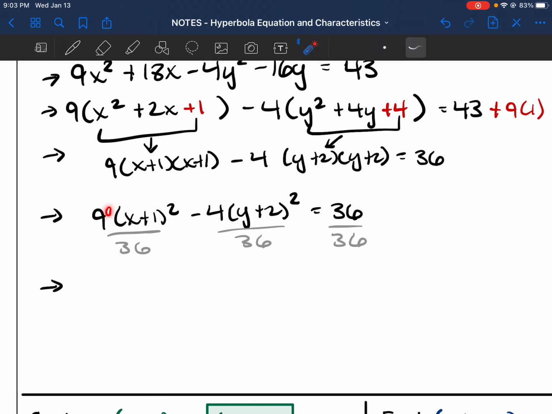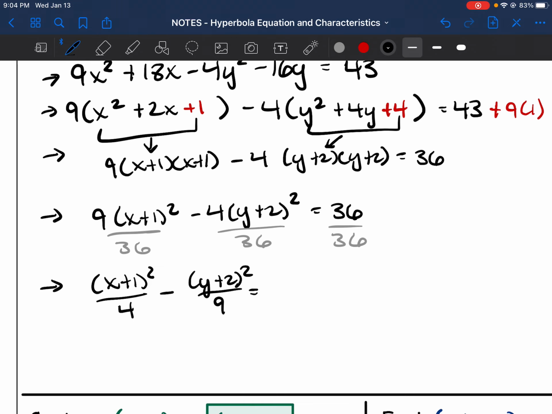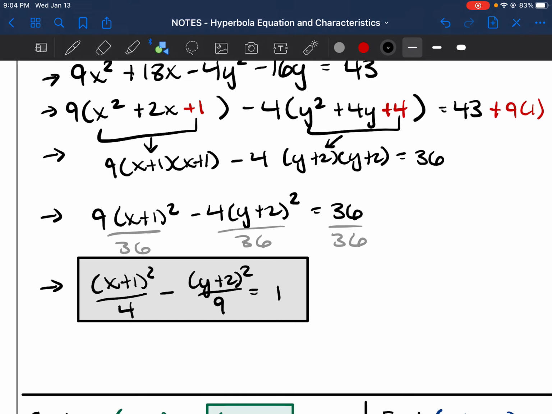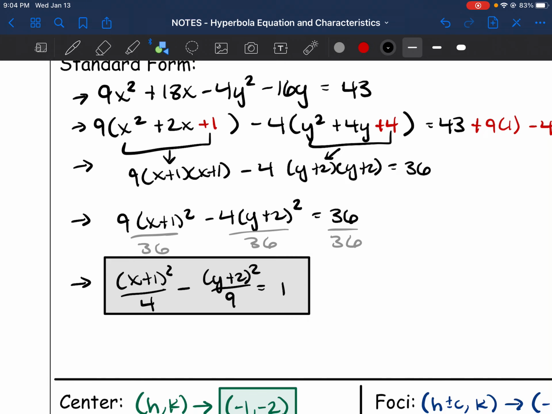After doing some simplifying, 9 over 36 is 1/4. So this becomes x plus 1 squared over 4 minus 4 over 36, that's 1/9, so this is y plus 2 squared over 9. And then, of course, 36 divided by 36 equals 1. All right, so now we have our hyperbola in standard form: x plus 1 squared over 4 minus y plus 2 squared over 9 equals 1.